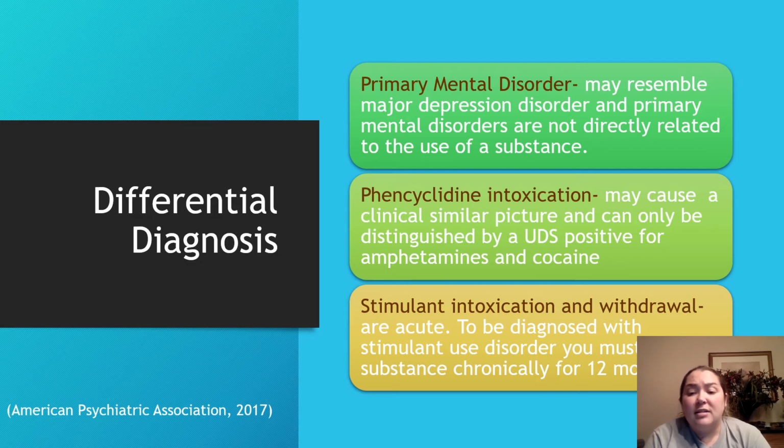PCP intoxication may cause a similar clinical picture and can only be distinguished by a urine drug screen positive for amphetamines and cocaine. So PCP would show up differently on your urine drug screen. If they're positive for amphetamines or cocaine, that would definitely have you rule out the PCP intoxication. Stimulant intoxication and withdrawal are acute. To be diagnosed with stimulant use disorder, you must chronically use them for 12 months. So just because someone comes in and they have used in the past 2 days doesn't mean they have stimulant use disorder. They definitely have to have that use for a full 12 months in order to be diagnosed with it.